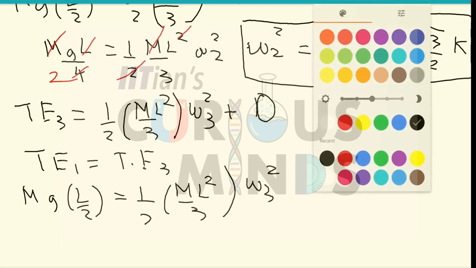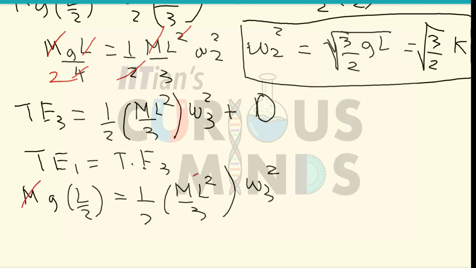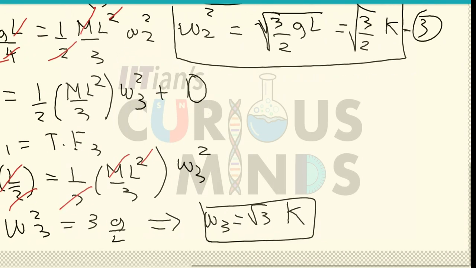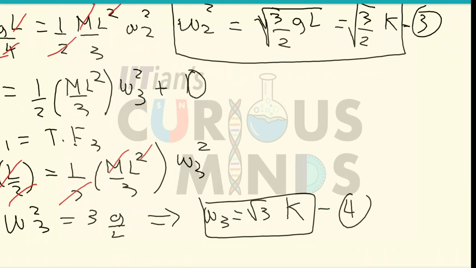Basically m and m will get cancelled out, L and L will get cancelled out, 2 and 2 will get cancelled out. Omega 3 square will be equal to 3g divided by L. So omega 3 will be equal to root 3 g by L, where root of g by L I have taken as constant. Let this be equation number 4.